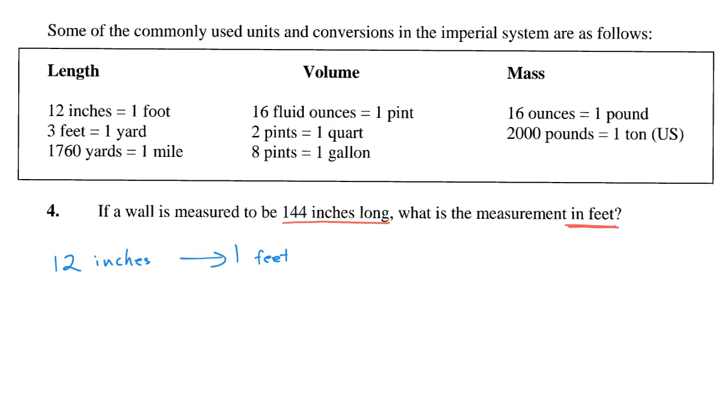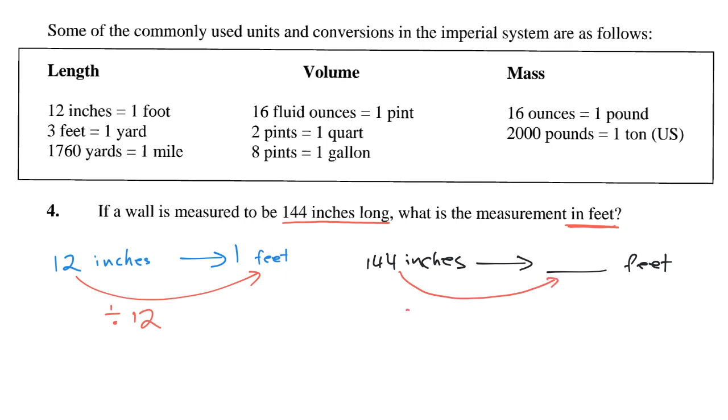And in order to go from 12 to 1, we're actually going to be dividing, right? Because it's a lower number, and we're dividing by 12. So that means we've got 144 inches is going to be turned into blank feet. Okay. And we're going to use the same number that we used to change the previous ratio. So we're going to divide 144 by 12, and we're going to end up with 12 feet. And we're done.